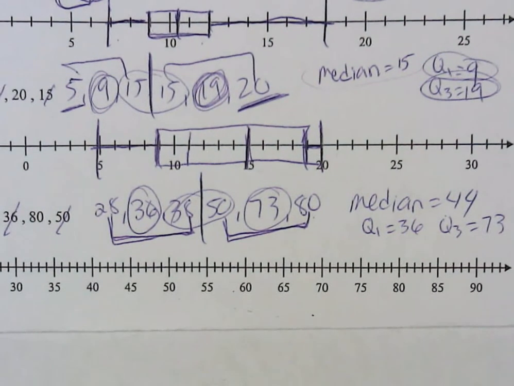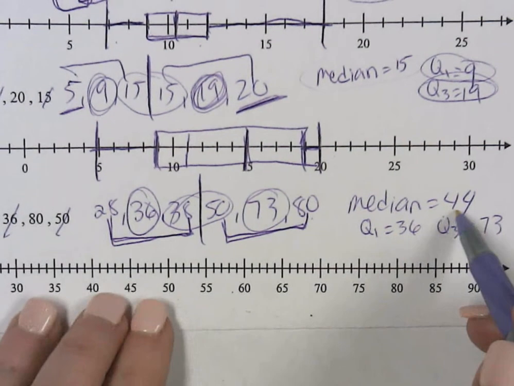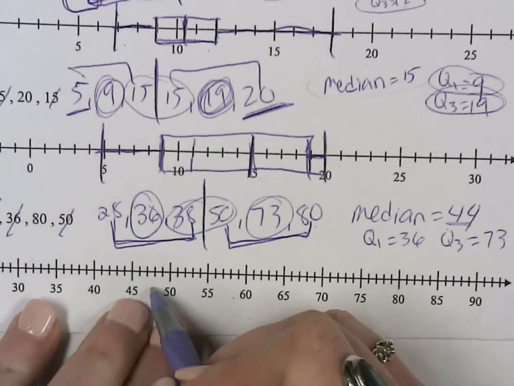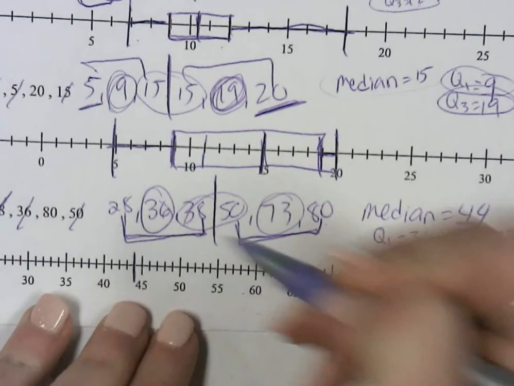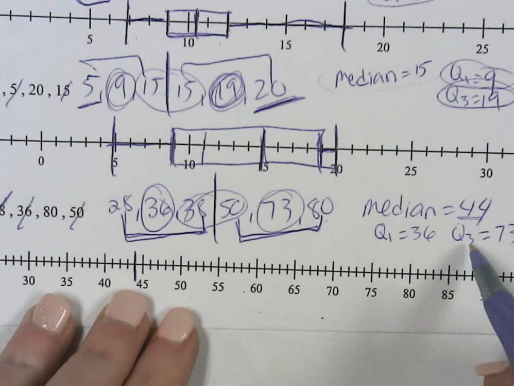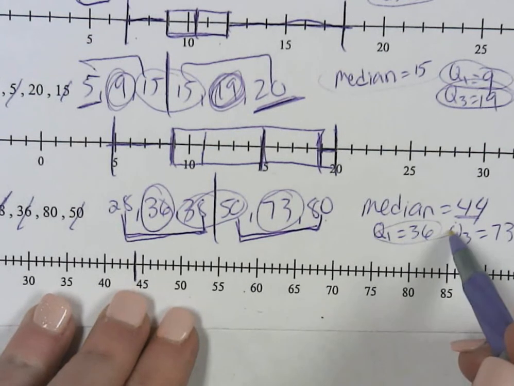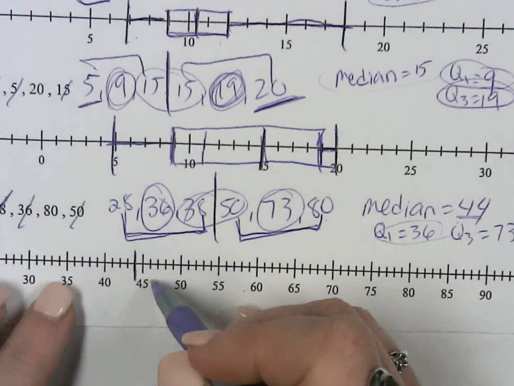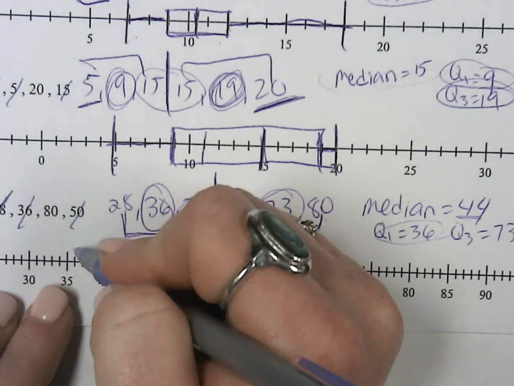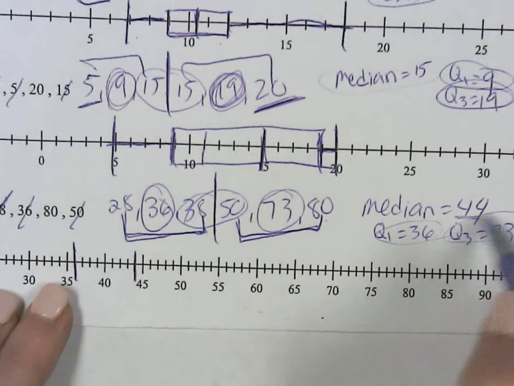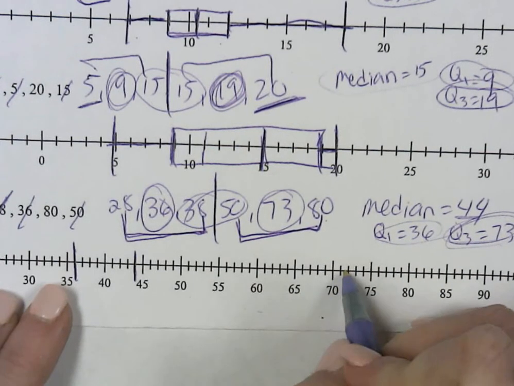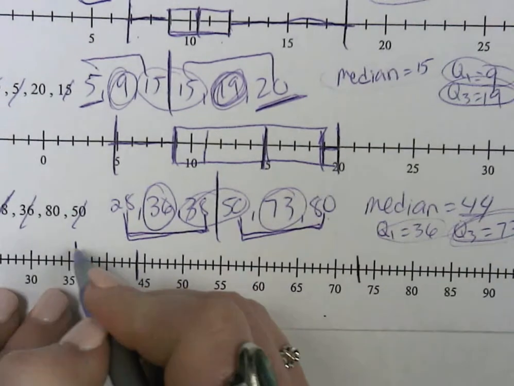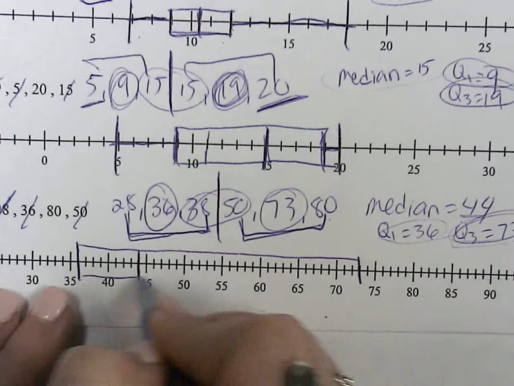Let's draw this information. Median is the middle. So our median was 44, so let's go find 44 on the number line that they drew for us. Right here, that's going to be the middle line of my box. Now let's go draw the ends of the box. So Q1 is 36, so I need to go find 36. That's going to be one end of my box. The other quartile, Q3, was 73, so let's go up here and find 73. That's going to be the other end of my box. Now we can connect. And then I'd like to draw my whiskers last.